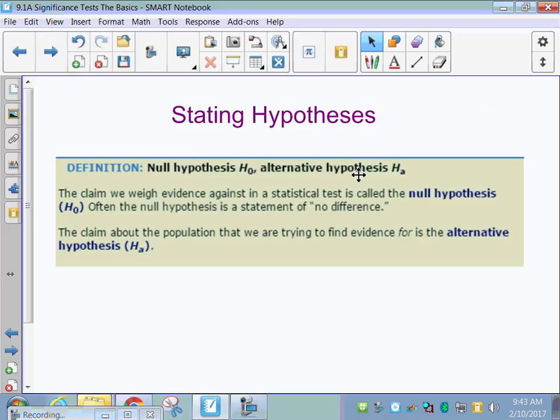All right. So when you state your hypotheses, you're going to state two things. The null hypothesis, which is H naught, and the alternate, or alternative, hypothesis, HA. The claim we weigh evidence against in a statistical test is called the null hypothesis. So the null hypothesis for the shooting one that we just looked at is p equals 0.8, right? It's our 80%. Josh Brinkerhoff claims he makes 80% of his free throws. So that's the null hypothesis, the original claim, okay?